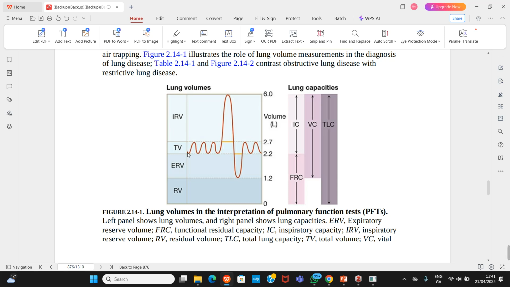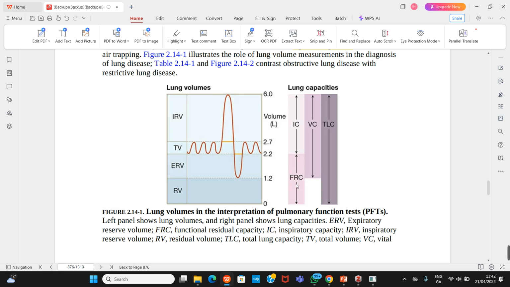Okay, so at the end of a normal tidal expiration, let's say that this person now breathes in, breathes out, breathes in, breathes out, breathes in, breathes out. The amount of air that remains in the lung at the end of a normal tidal expiration, which is at this point, is known as the functional residual capacity. So the amount of air that is going to remain in the lung at the end of a normal tidal expiration at this point is going to be from here to here. That is known as our functional residual capacity.